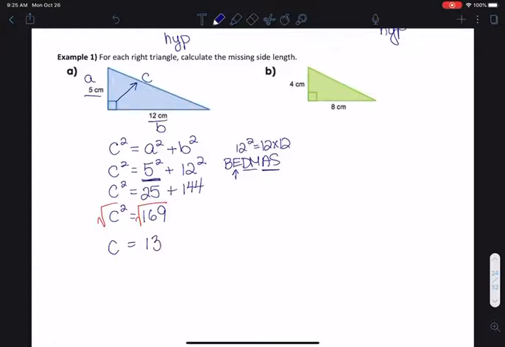So the length of side C is 13, and I can look back on my triangle to see that it's centimeters, 13 centimeters. So taking a look at the next triangle, once again, we're going to label the hypotenuse with a C, and the other two legs can be A and B, in any order. In this case, I made my B 4.